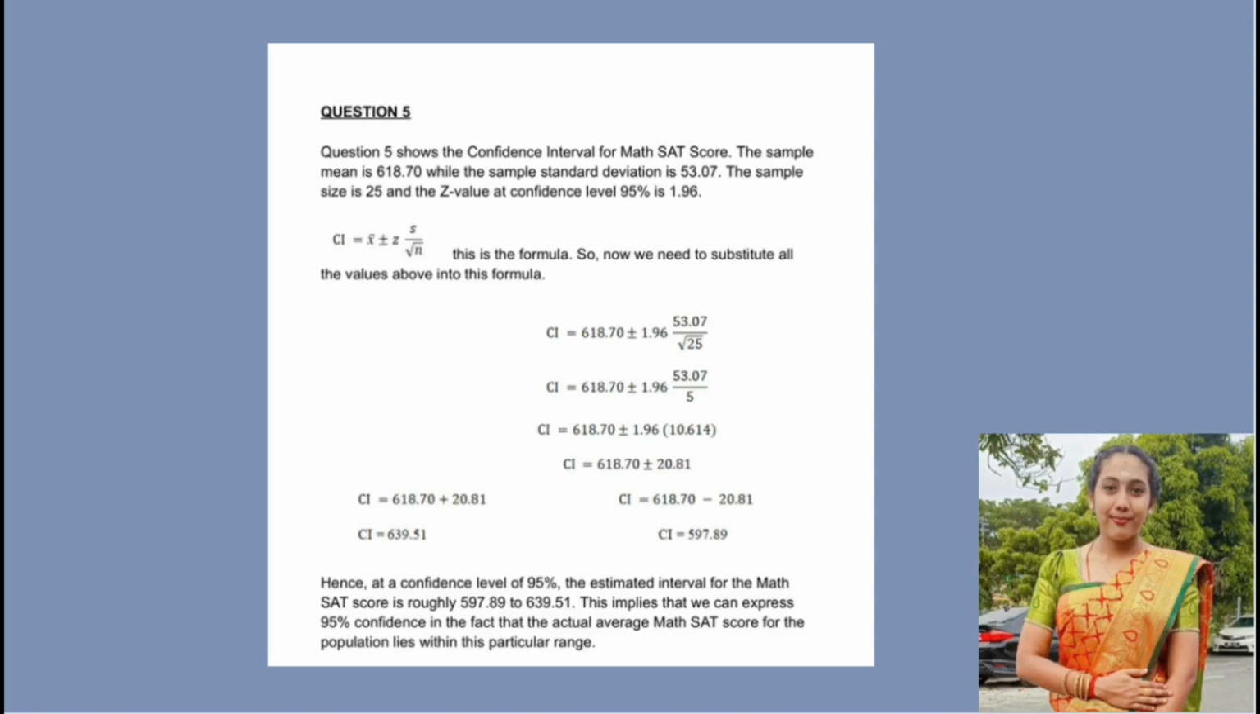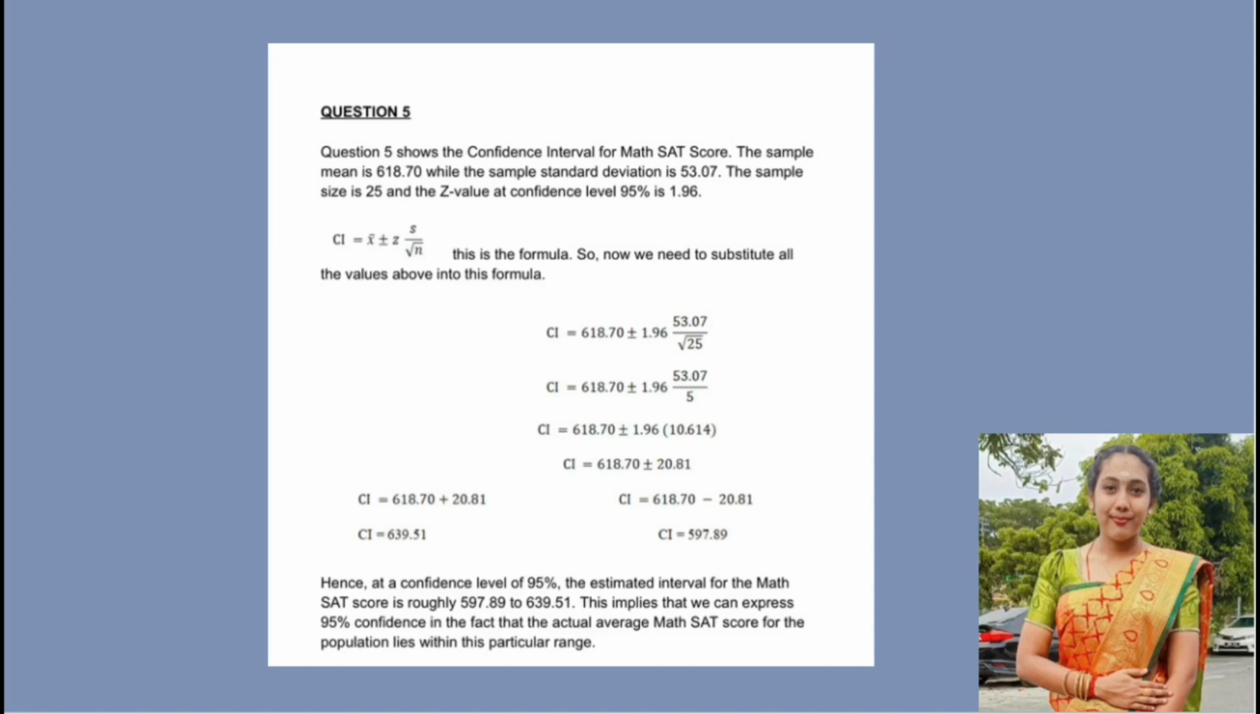Question 5 shows the confidence interval for math SAT score. The sample mean is 618.70 while the sample standard deviation is 53.07. The sample size is 25 and the Z value at confidence level 95% is 1.96. The formula for this question is shown on the slide. This is the formula. So now we need to substitute all the values above into this formula.